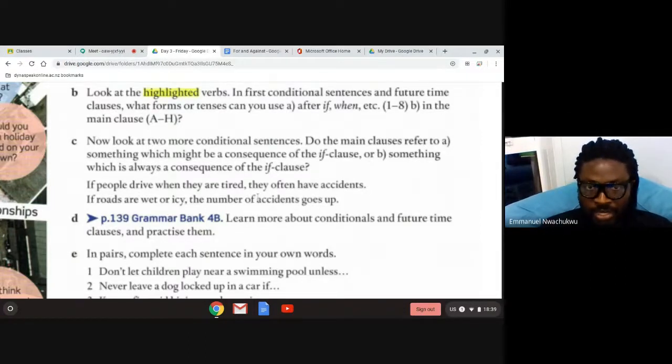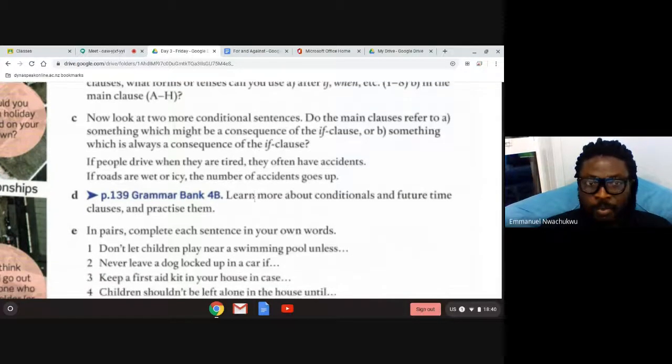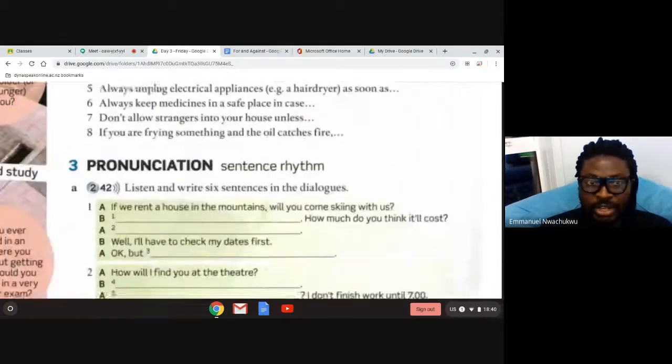They're both if clauses. Look at them carefully and see which one means that something might be a consequence of something, and which one means that something is always a consequence of the if clause. See if you're able to identify that. When you've done those, then you're ready to look at the next page.